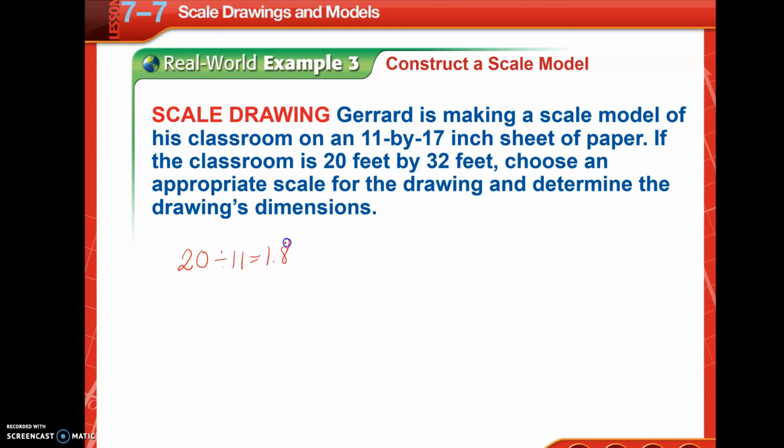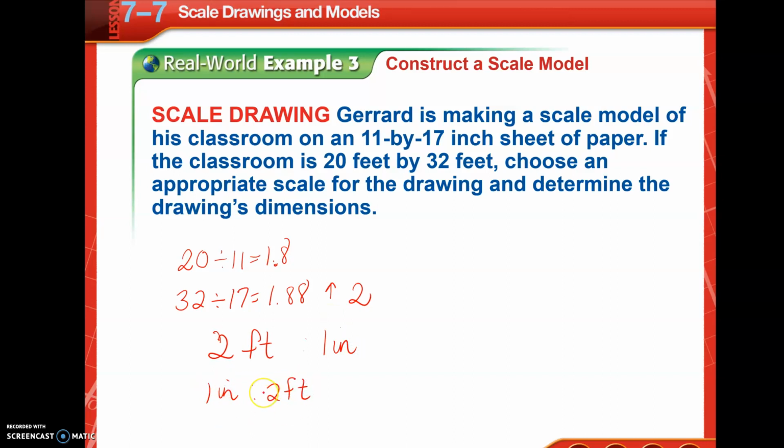And I get 1.8. I think it's 1.8 or 8.1. And then I'm going to take 32 divided by 17, and again I get 1.88. So I would want to make sure that I didn't use this scale model, but we're going to always round up to our largest whole number. So this would tell me that I need to round up to 2 feet. So this would be 2 feet of my classroom is going to be represented by 1 inch on my paper, or 1 inch to 2 feet.